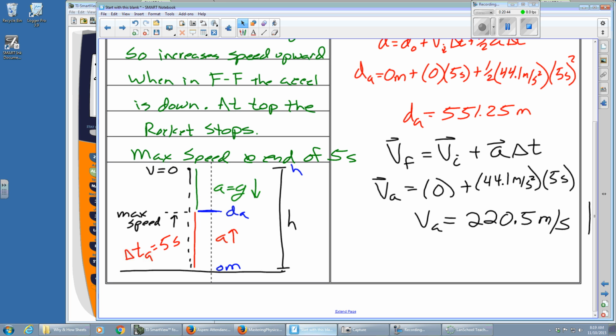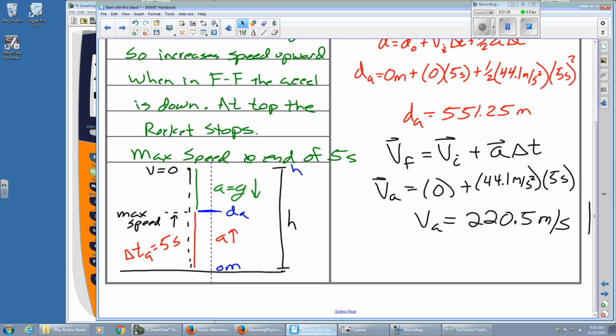So now, I think I know everything about this red segment that I can know. I know the time it takes, I know its acceleration, I know how far it is, I know my velocity at the beginning and velocity at the end. So now I'm going to investigate this green section. I know where the green section starts. I know how fast the rocket is moving at the beginning of it. I know how fast the rocket is moving at the end of it. I know the acceleration. And so I want to find out what's h?